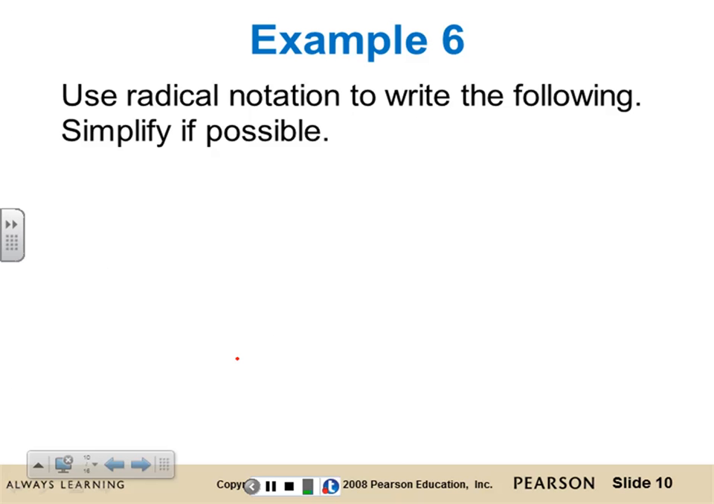Alright, use radical notation to write the following and simplify if possible. So, what if we have negative 8 to the 4/3? So, that negative sign has nothing to do with that 4/3. So basically what we're doing is we're taking the opposite of the cube root of 8 raised to the 4th power. So the opposite of the cube root of 8 is 2 to the 4th power. And so 2 to the 4th power is 16, and the opposite of that is negative 16. So be careful where the negative sign is.